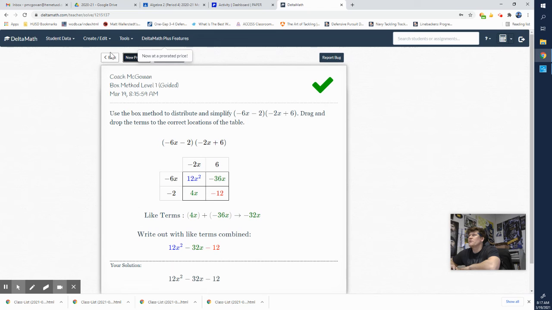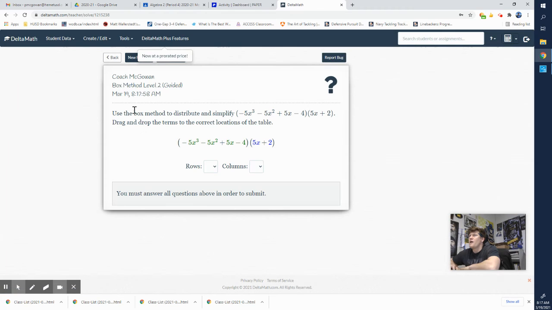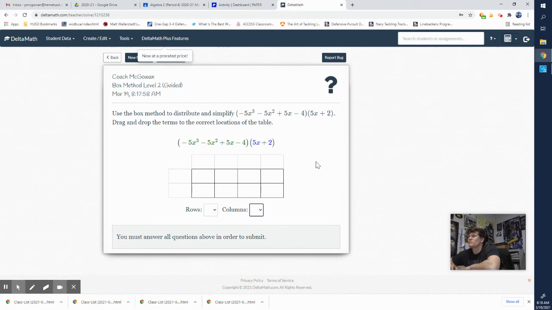In fact, let me show you that by going to the second level of what we're working on, level 2. And the reason it's like this is because, take a look, it's not just a binomial times a binomial anymore. You have 4 terms here times something with only 2. So let's set up our box. I want the rows to be the smaller, so I have 2 there. Okay, let's go 2 rows. 2, right? 1, 2, 3, 4, so I want 4 columns.